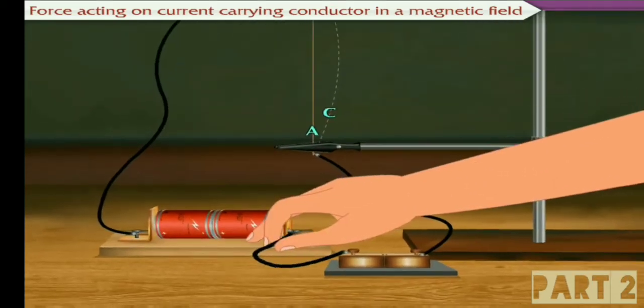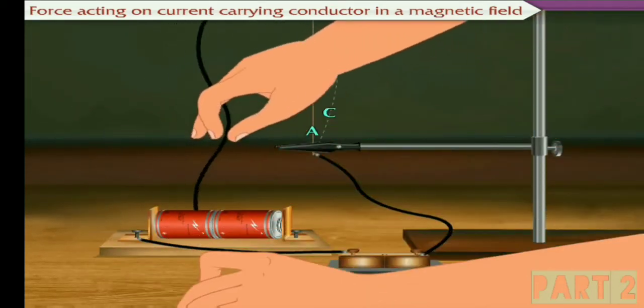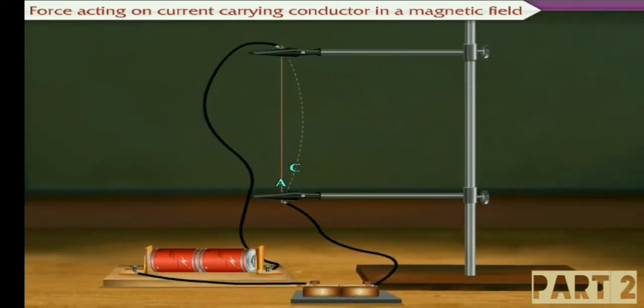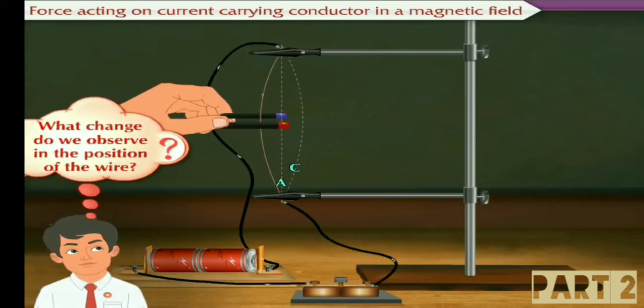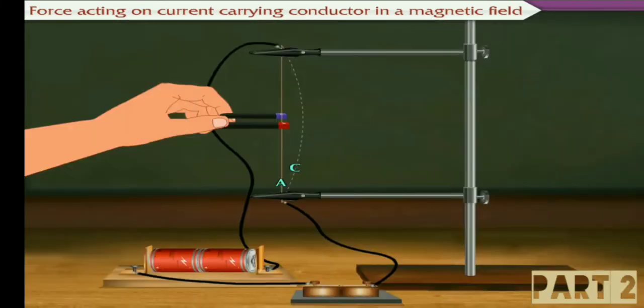That is, it again comes back to position A. Now change the direction of current flowing through the wire by reversing the connections. That means now the current is flowing from the bottom end of the copper wire to the top end of the copper wire. Close the key. What change do we observe in the position of the wire? This time also the wire bends, but it deflects to the opposite side of the position C. Let us mark this position of wire as B.